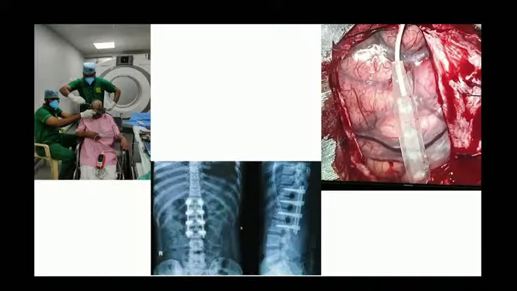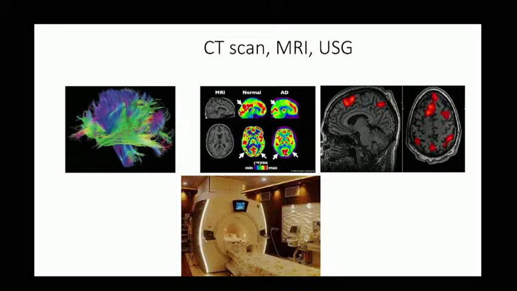We do deep brain stimulation, you're just going to have a workshop in it. We do epilepsy surgery, all these are imported. We do all spinal instruments, most of these are imported equipment. We do CT, MRI, ultrasound. Only one company has started making one of the CT scans or MRI recently. But functional imaging, tractography, every single thing is from outside.